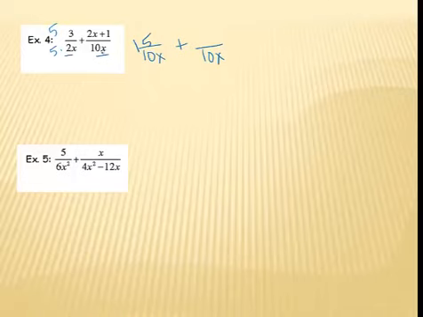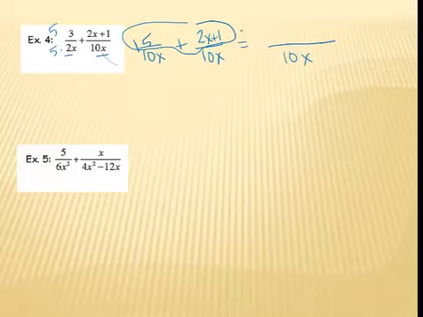Over here, from 10x to 10x, it didn't change, so my numerator stays the same. Now I'm going to combine them into one fraction by taking my numerators and adding them together. If I add those together, I'm going to get 2x plus 16, because 15 plus 1 is 16. Now I need to factor the numerator. I can pull out a GCF.